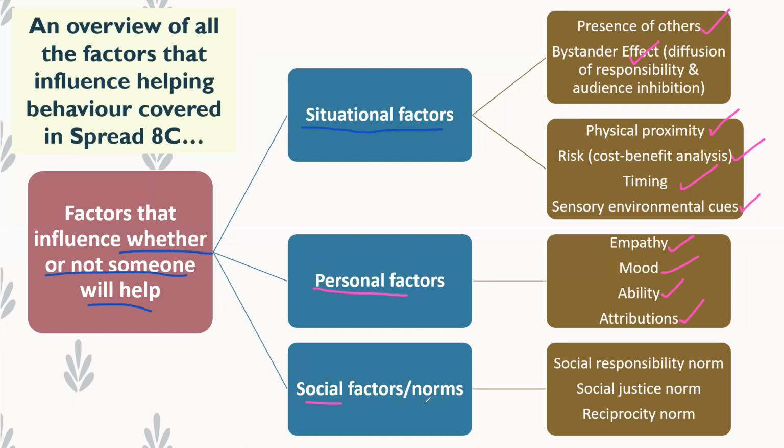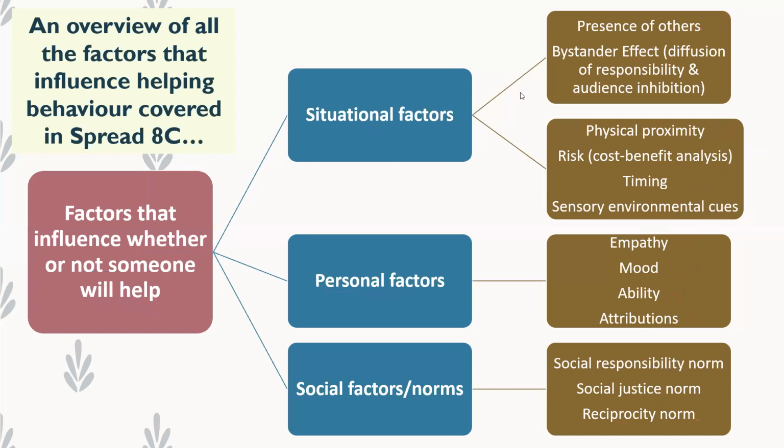And the social factors or the social norms that guide whether someone will help another person are social responsibility, social justice, and reciprocity, which means that you do for others what they do for you, kind of thing. Anyway, we're going to go through all of these in a bit more depth now.